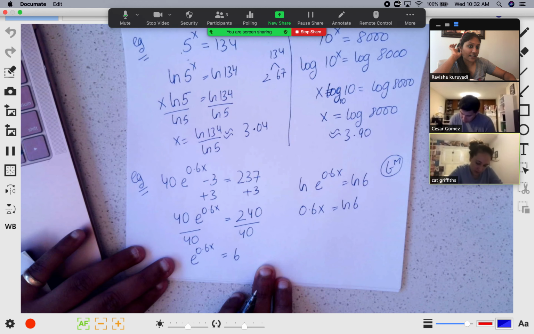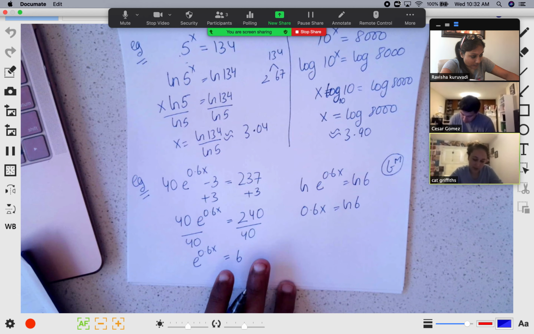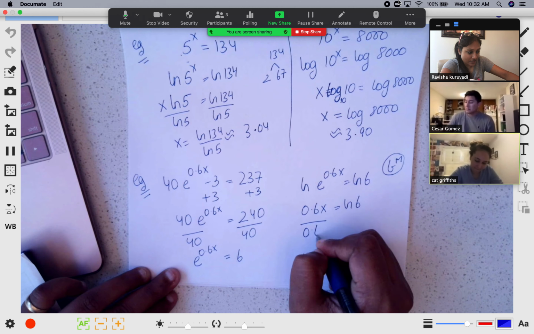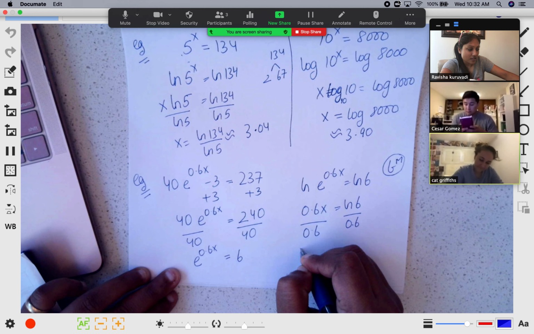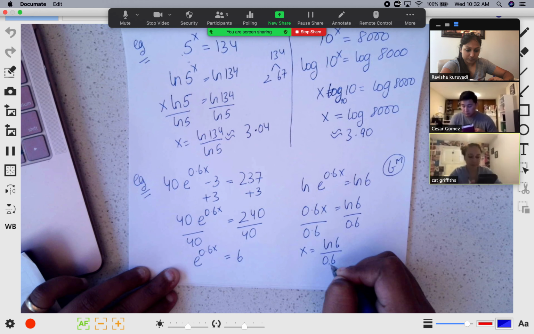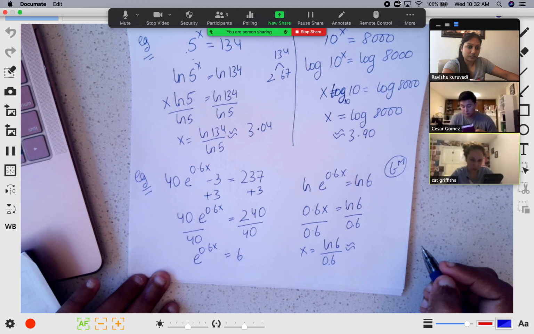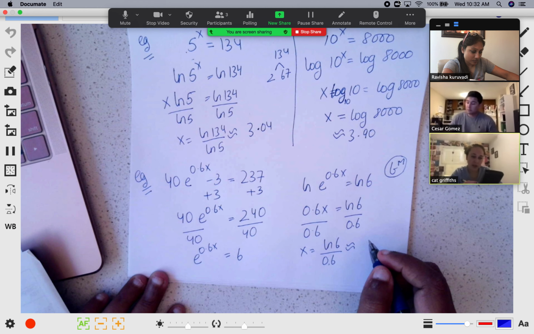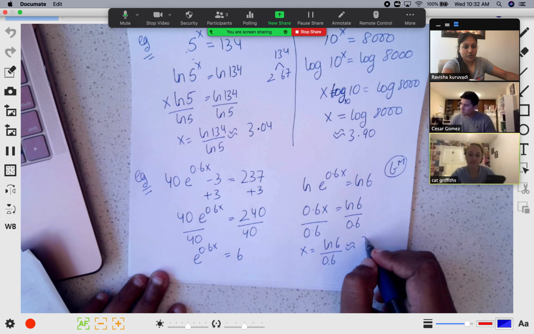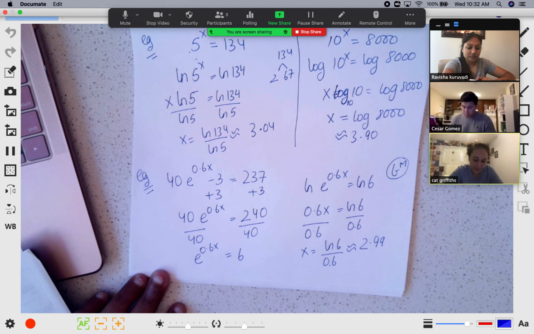Now I just need x. How do I find x? Divide by 0.6 on both sides. Okay, divide by 0.6. You get x is equal to ln 6 divided by 0.6. Use a calculator and tell me what's the approximate answer. It equals 2.986, which would be 2.99. 2.99 and 3, yes. You got it.